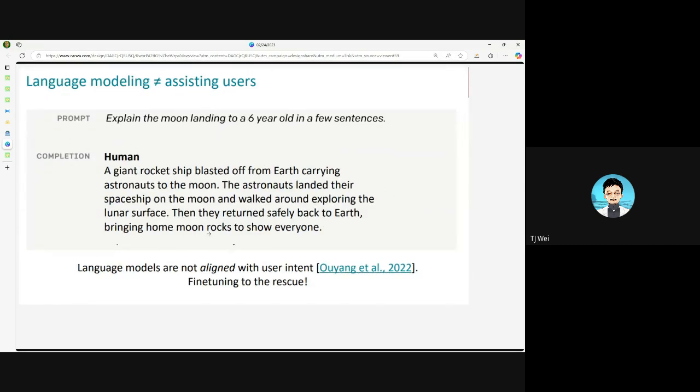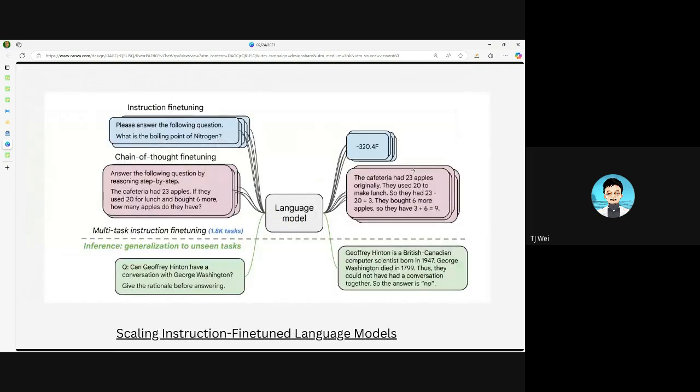Okay, another way. So this is the expected response, like: explain the moon landing to a 6-year-old in a few sentences. Okay, a giant rocket ship blasted off from Earth, carrying astronauts to the moon, and so on. So this is something that we are expecting a chat assistant to respond. So how do we do that? Changing the training data. So one way to do that is instruction fine tuning. This is called instruction fine tuning.